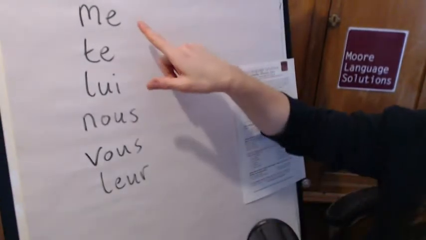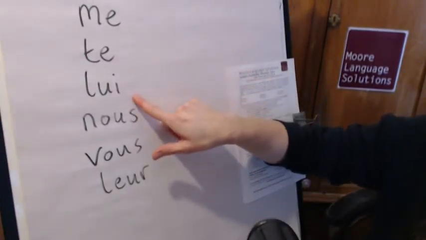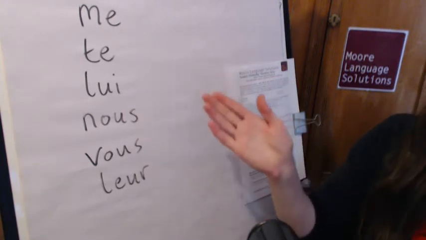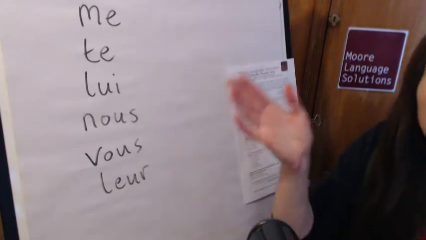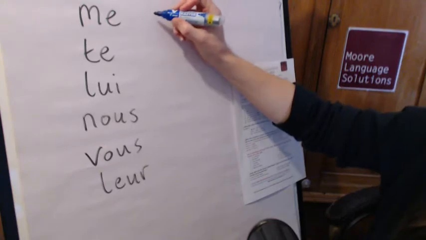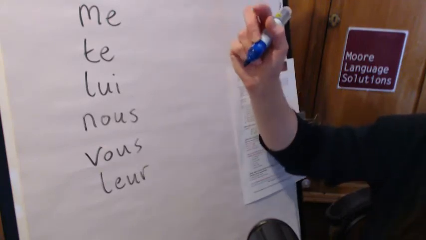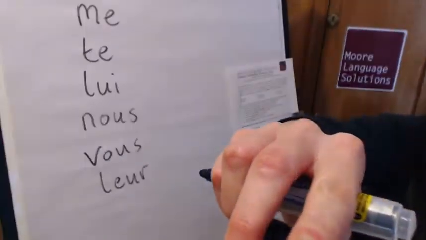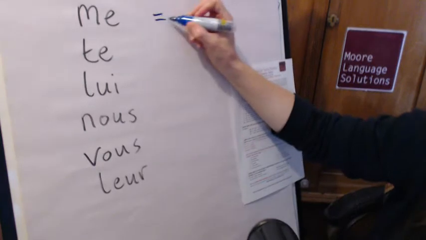Okay, so let me just show you what these actually are. Me, te, lui, nous, vous and leur. Okay, so if these look similar or familiar, that's because you have seen them before and they're very, very common in French. So a pronoun replaces a noun or a thing. I'll show you when these are used in a moment, but I'm just going to show you what they replace.